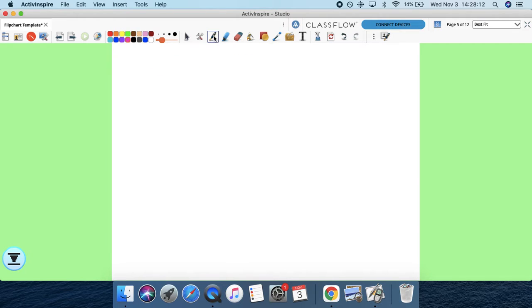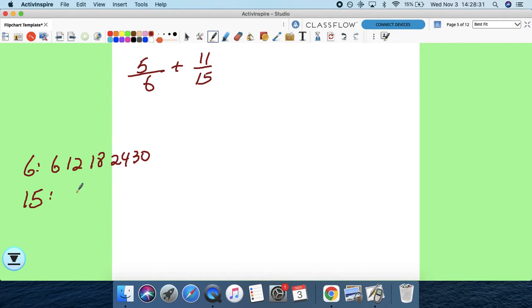5 over 6 plus 11 over 15. So you might need a calculator, maybe. Okay, so maybe you need a calculator. I don't think so. 6 times 1, 6 times 2, 6 times 3, 6 times 4, 6 times 5. Let's stop there. 15. 15 times 1, 15 times 2 is 30. 15 times 3 is 45. But we can stop, right? Here's the same multiple. So we're going to change that to 30.